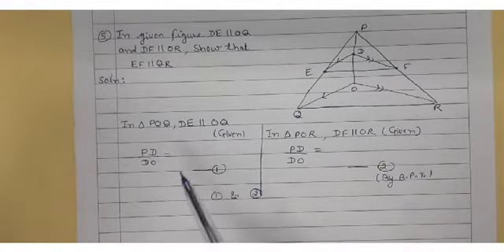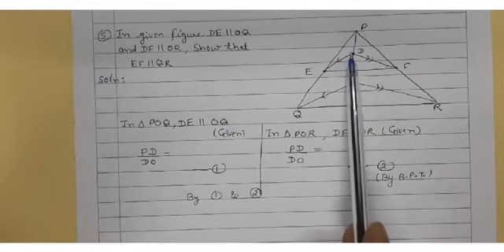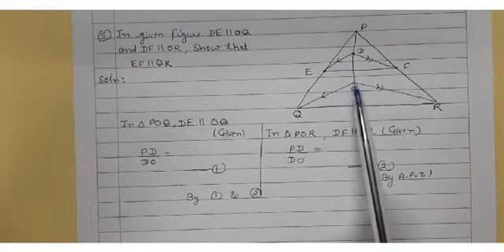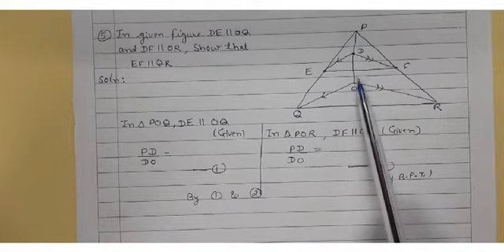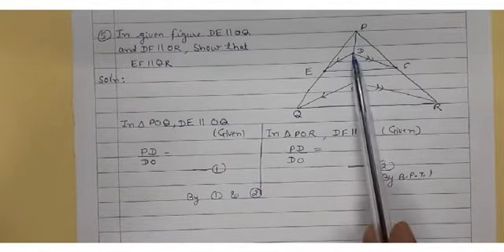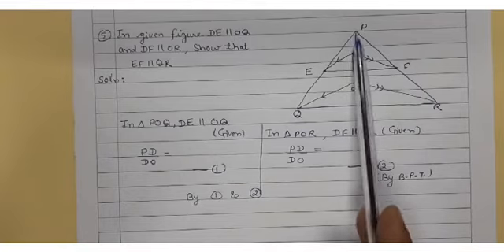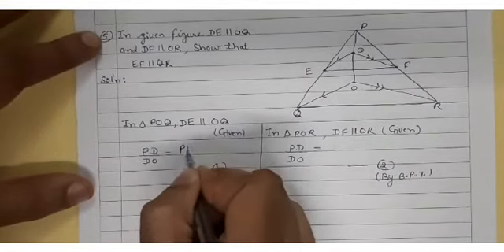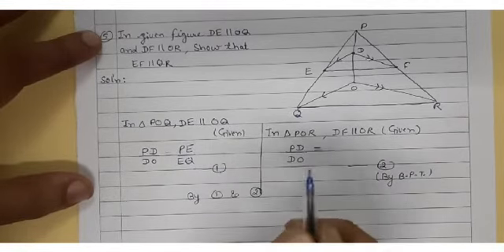Okay, now I am taking two triangles. One triangle is POQ. In this one, these two lines are parallel, DE and OQ both are parallel. You have to concentrate on this triangle only. Then what can we say? PD upon DO is equal to PE upon EQ. So I am writing here PE upon EQ. This is by BPT theorem.